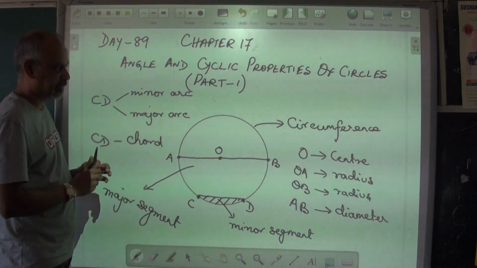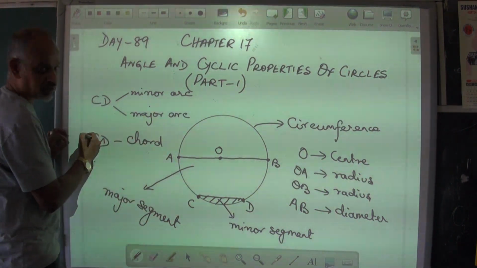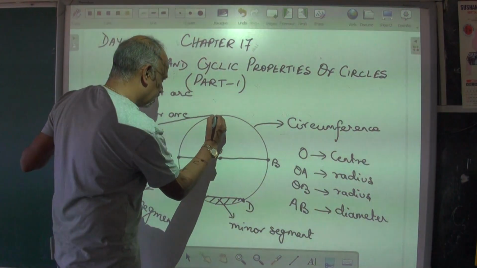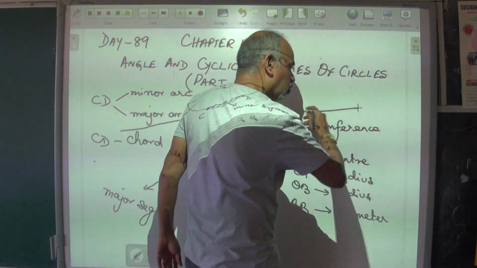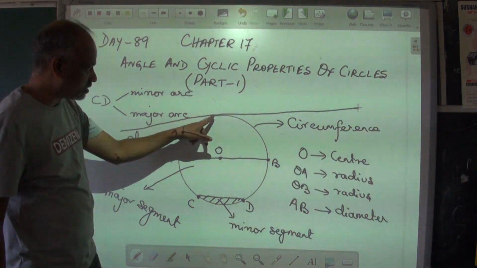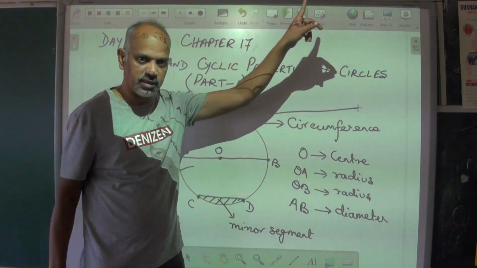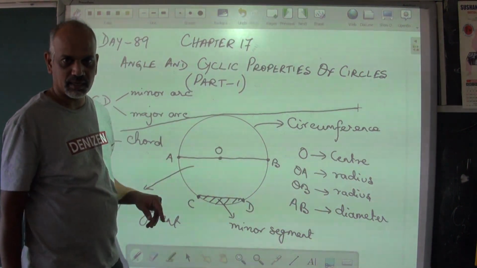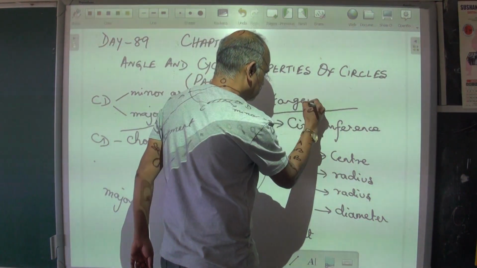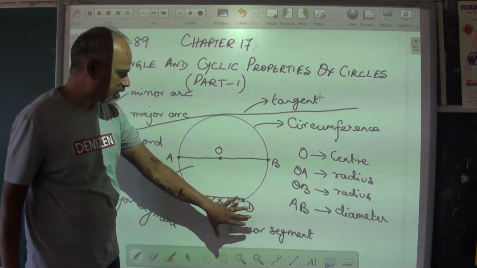And one other thing that you have to know is, if there is a straight line which comes from infinity and it touches the circle and goes to infinity, such straight lines which touch the circle at just one point and go to infinity, it does not cut the circle, such straight lines are called tangents. So this is a tangent. So there are a few things that you have to know.